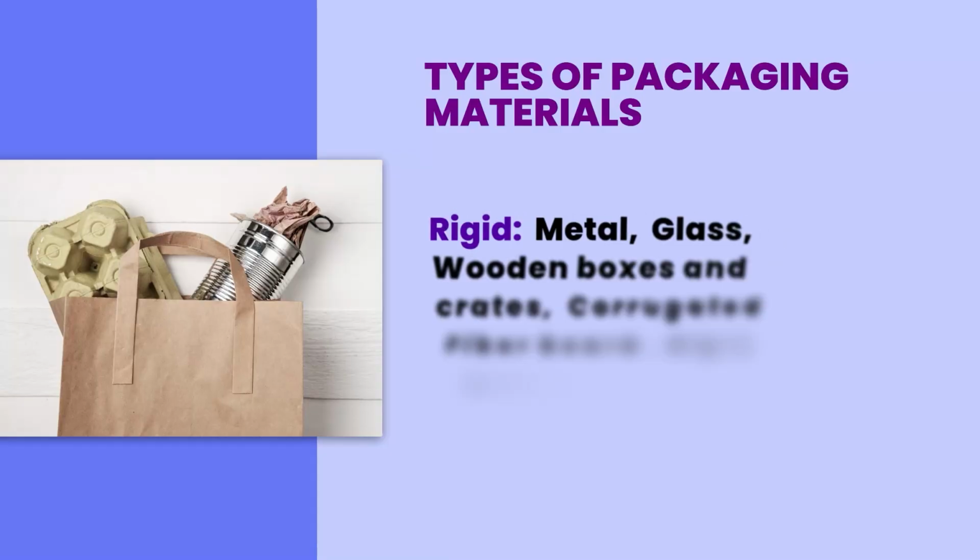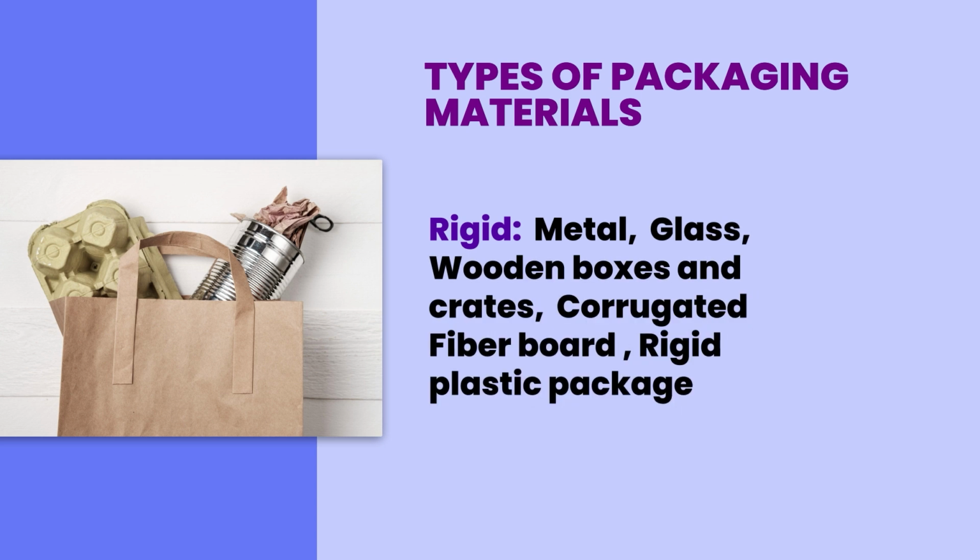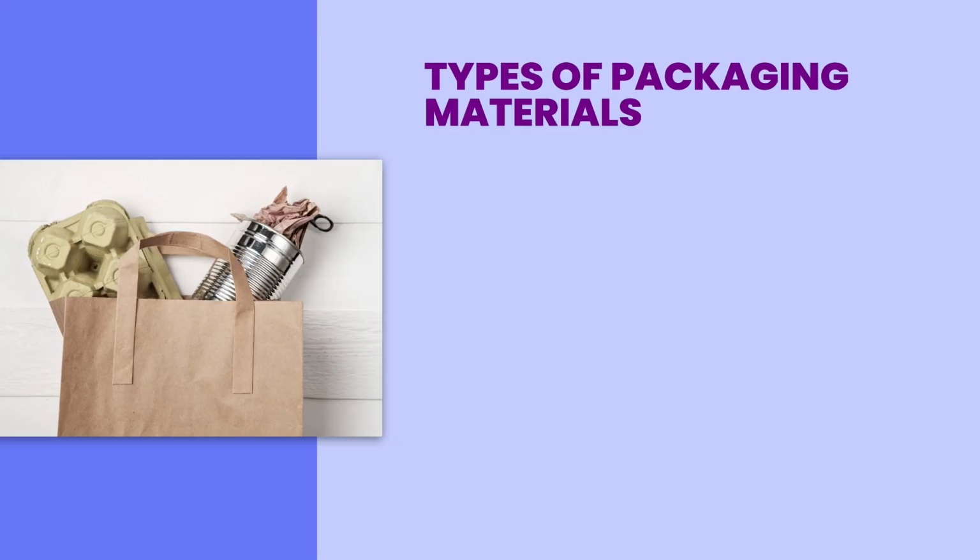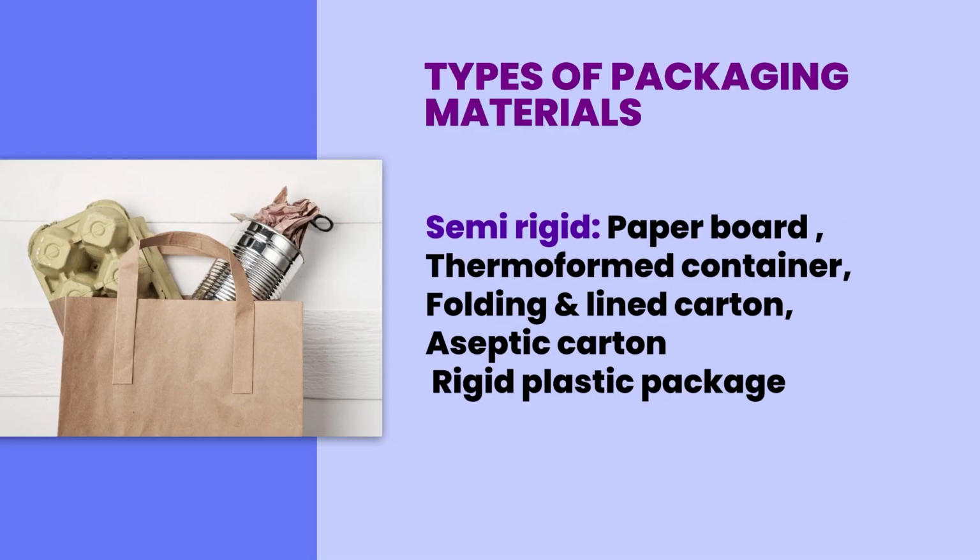Now I'll give you the classification of the packaging materials. Mainly we can categorize them into three categories: rigid, semi-rigid and flexible packaging. In the rigid category, you can have examples like the metal cans, the glass containers, the wooden boxes and crates, the corrugated fiber board, rigid plastic packages. In the semi-rigid group, which has the quality somewhat in between the rigid and the flexible packaging, the semi-rigid includes the paperboard, the thermoformed container, folding and lined cartons, the aseptic cartons.